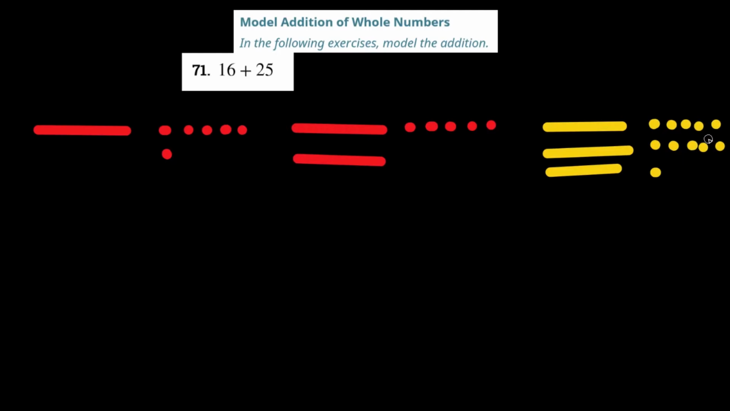We have 10 of these dots, but we want to convert 10 of those dots into a bar because each bar represents 10. So if we redo it and convert these 10 dots into a bar, we get 1, 2, 3, 4 rectangles. And then because we changed these 10 dots into a rectangle, we just have one single unit left over. So we see you have 41. 16 plus 25 is 41.